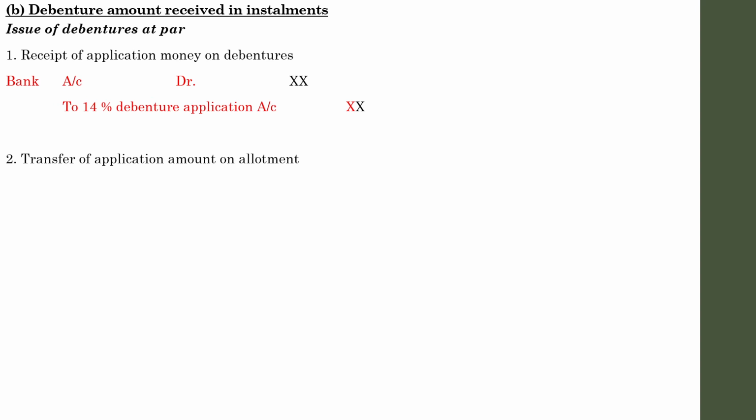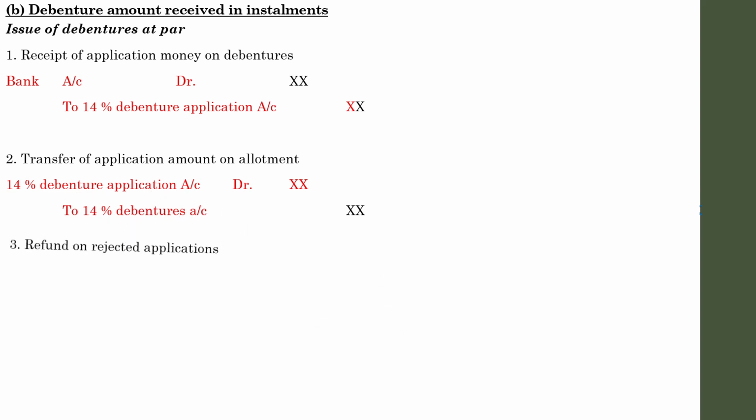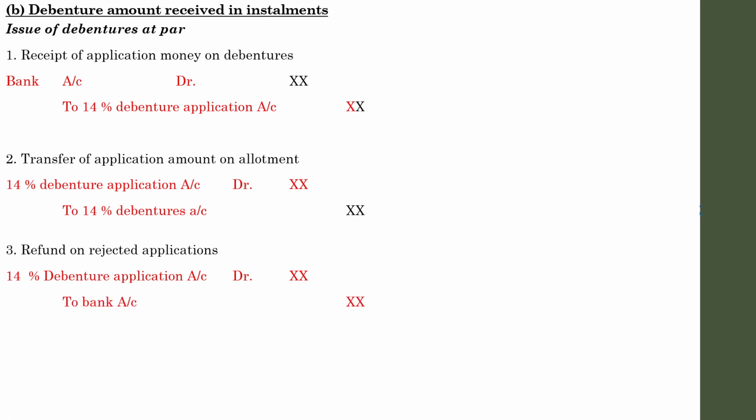Transfer of application to allotment: 14% debenture application account to 14% debentures account. Next is refund of the rejected applications. We have learned the same one. It is just the opposite of the first entry: 14% debenture application account debit to bank.